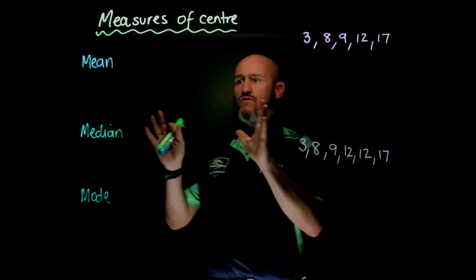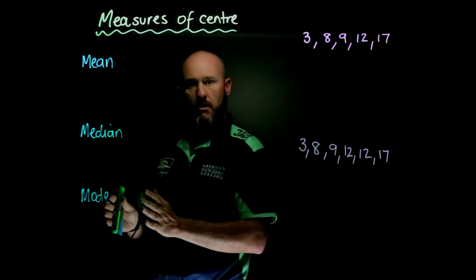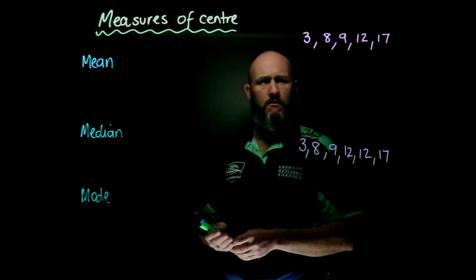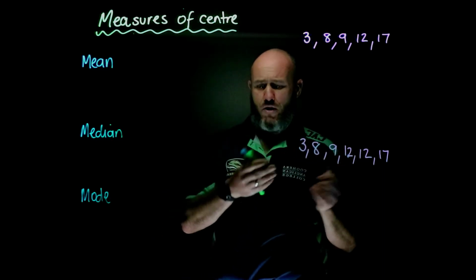Okay, so measures of centre. There's three main measures of centre: the mean, the median and the mode. And I expect you've probably seen them before. I've got two example data sets here just to be able to exemplify a couple of components of this.